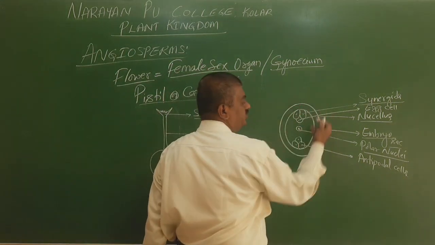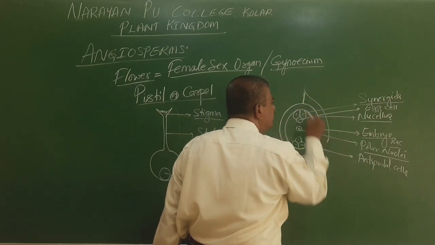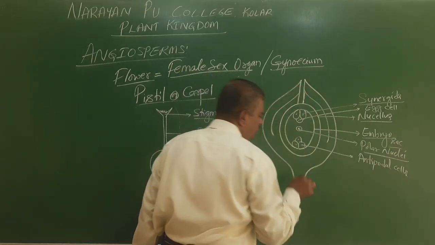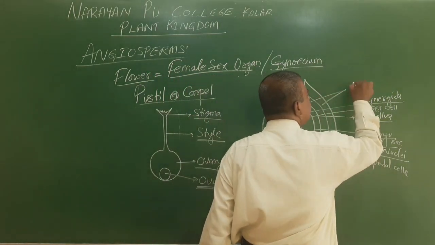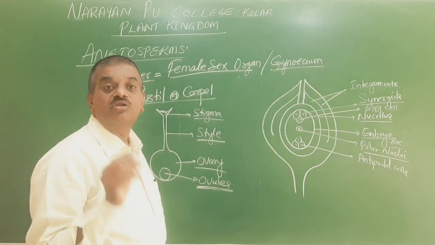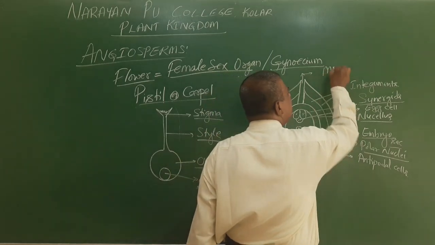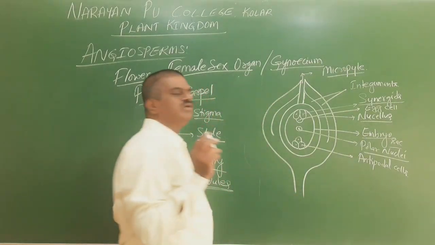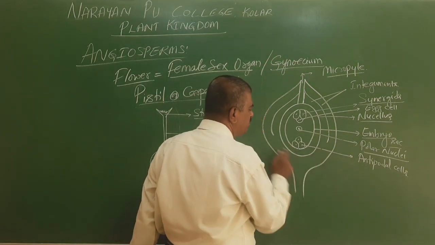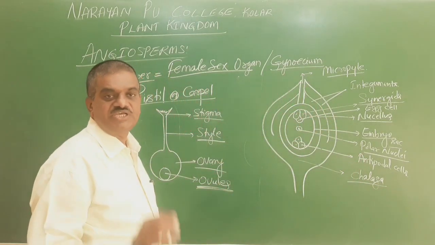Next, the covering of the nucellus is the integuments. When the integuments are not fused, there is a small opening, and this opening is called the micropyle, or micropylar region. Towards the lower side, where the integuments are fused, it is called the chalaza, or chalazal region.